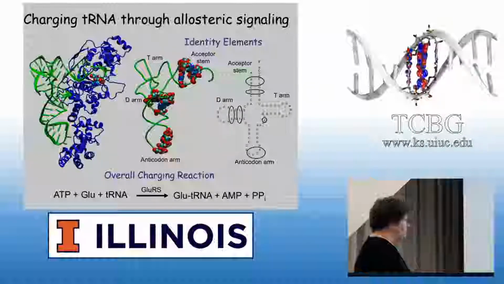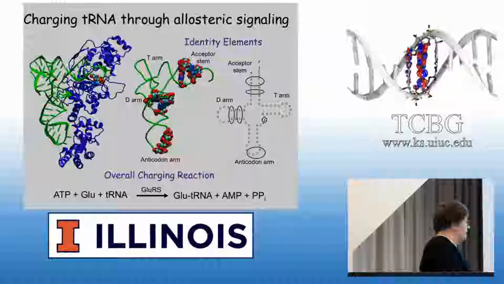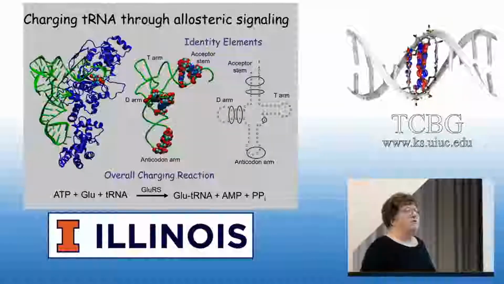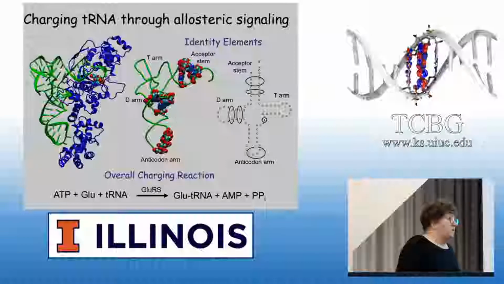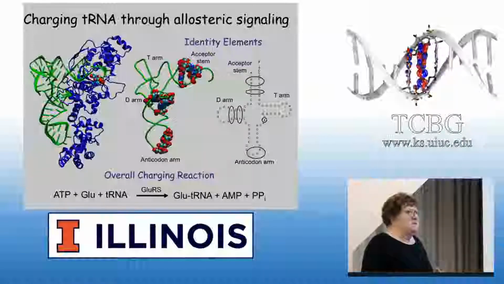Okay, so here's the overall charging reaction. Into the active site of this synthetase, you have to bring an ATP, the amino acid, and the tRNA, and what goes out as product is your charged tRNA, along with an AMP and a pyrophosphate. Now, exactly how does it do it? There are roughly 20 of these proteins, one for each amino acid. The mechanisms differ a bit.